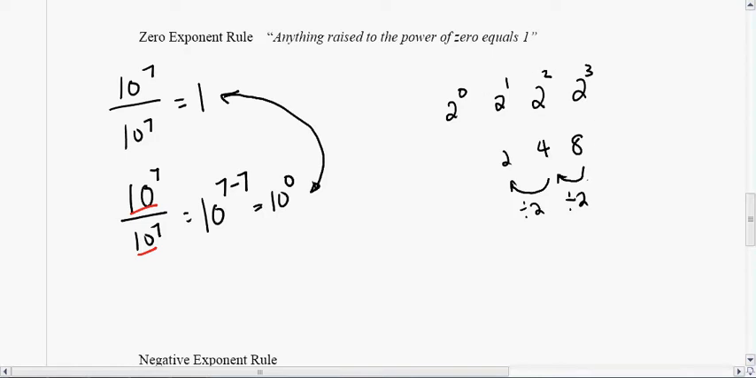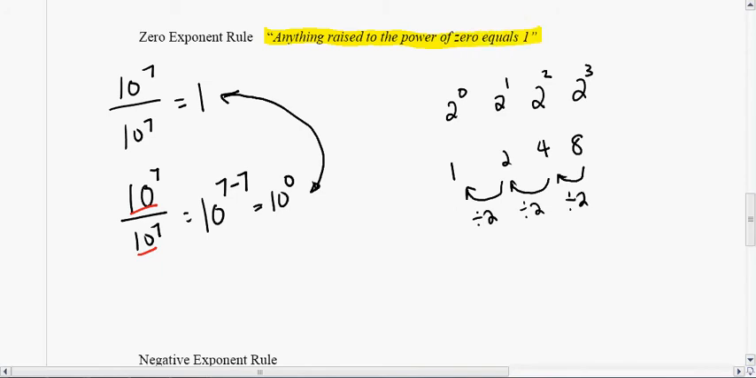Well, notice that I've been getting to the next value by dividing by 2 every time. I've gone 8 to 4 by dividing by 2, 4 to 2 divided by 2. Well, it makes sense that I would divide by 2 again, right? So what's 2 divided by 2? Well, 2 divided by 2 is just 1. So there's another way to think about why the zero exponent rule makes sense. Anything raised to the power of 0 equals 1.